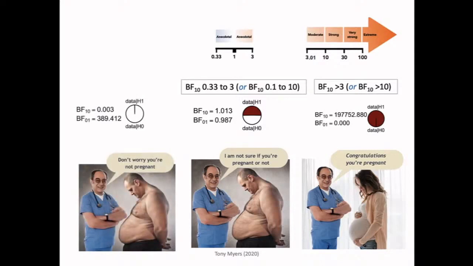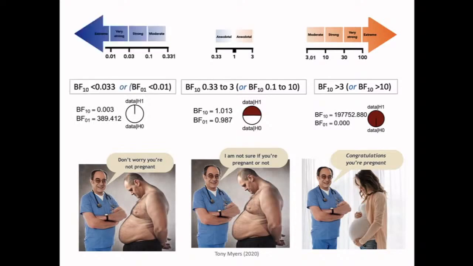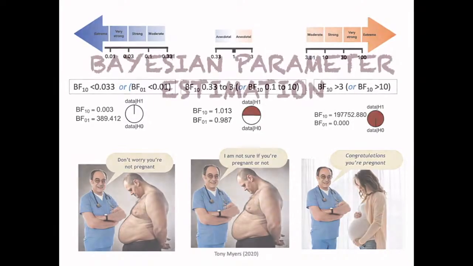Final case is the evidence suggests that the person in the picture is not pregnant. And we have extreme evidence for that with a Bayes factor 10 of 0.003, almost zero. So that's how it works. So we evaluate strength of evidence given Bayes factor. So it gives us perhaps a little bit more than a p-value.